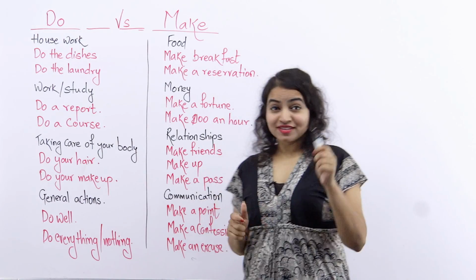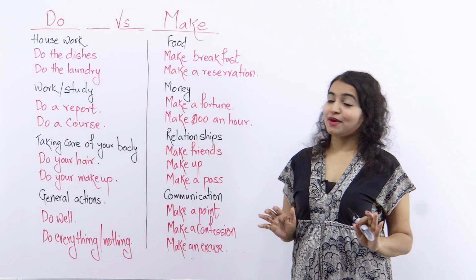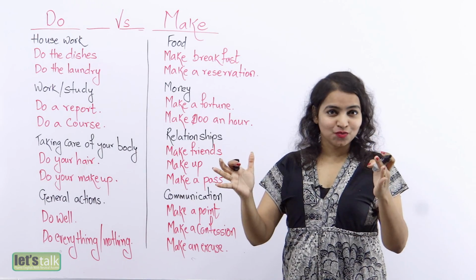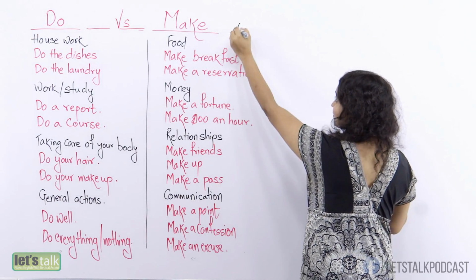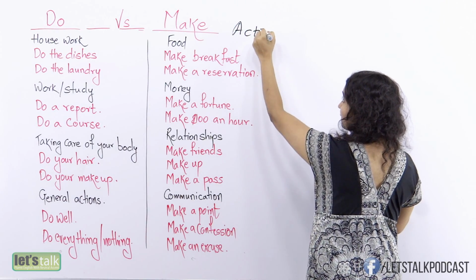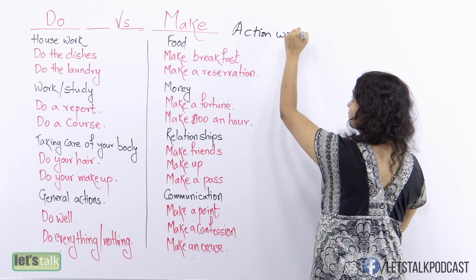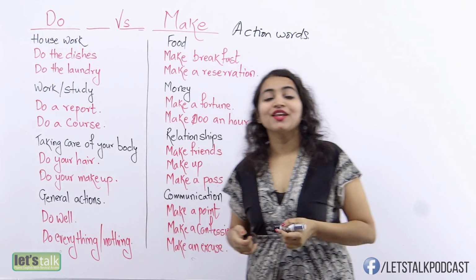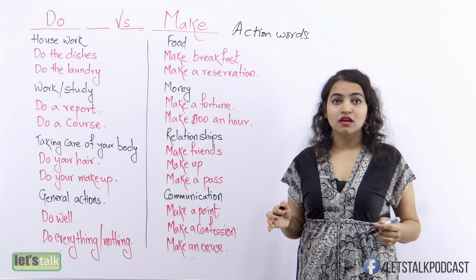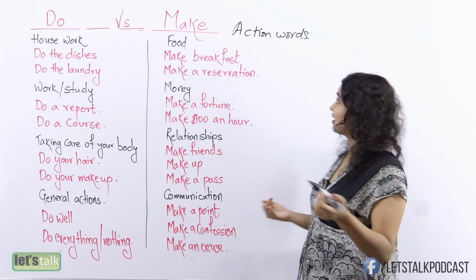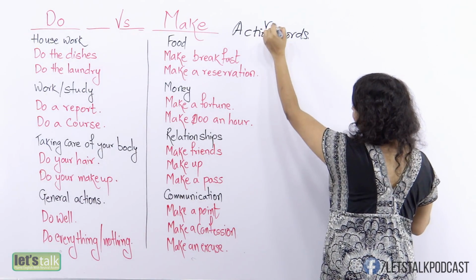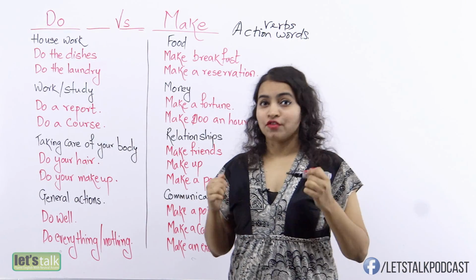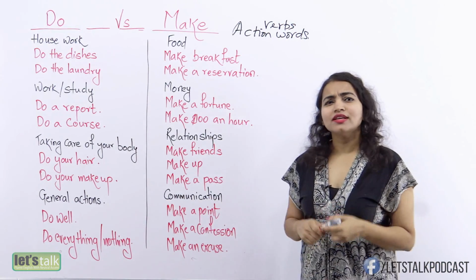Now, the first thing that you need to really remember about these two words is that we are talking about action words. And since we're all learning English, we know that action words are verbs. Okay, so as far as the grammar rule is concerned, action words are verbs.